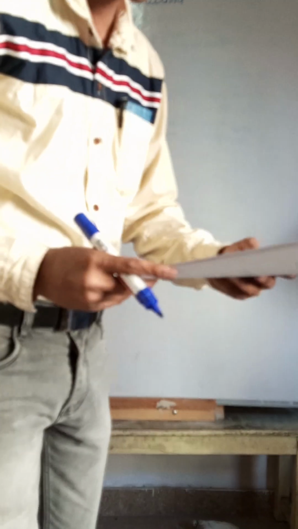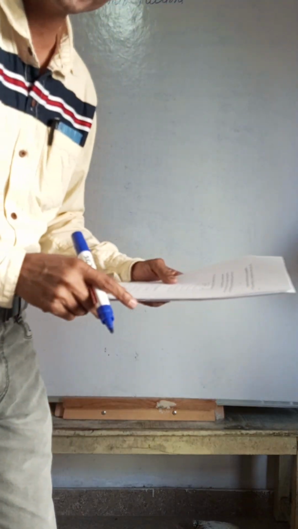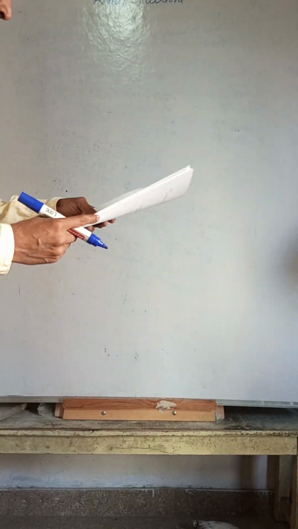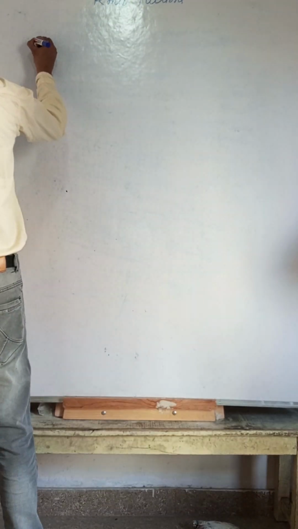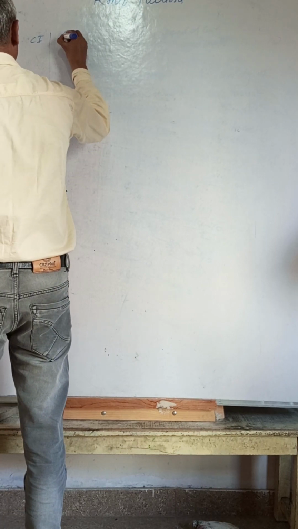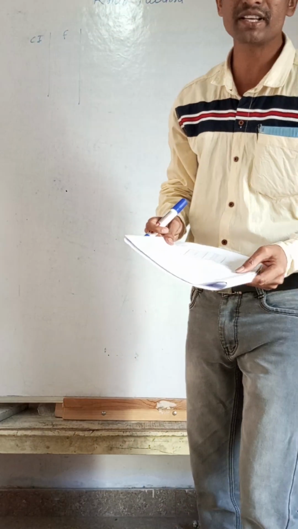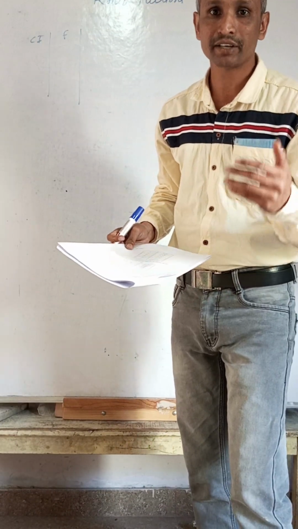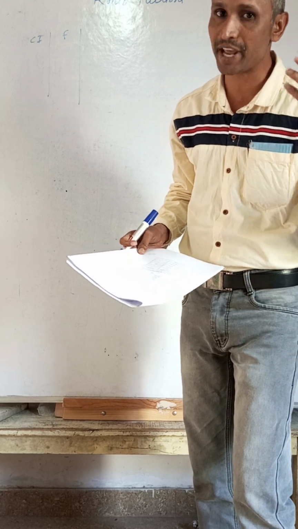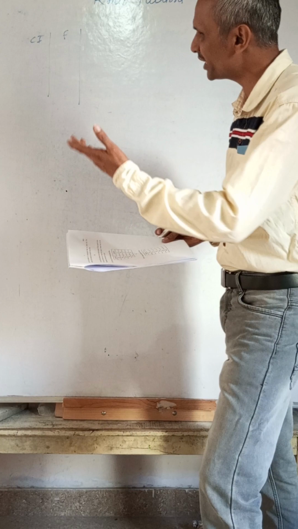Question number 27. Find the mean of the following data given. The same question is already given in my YouTube channel, but we are doing it once more. Here CI is written, class interval, and F is given. You are going to find the mean. There are three methods: one is called the direct method, one is called the step deviation method, and one is called the assumed mean method. So we are doing only one here.